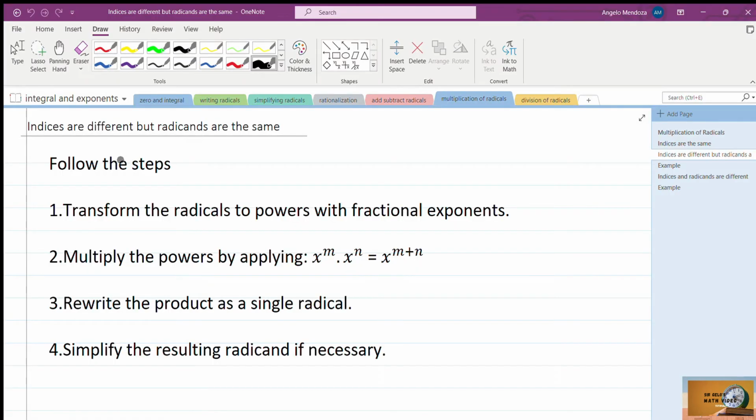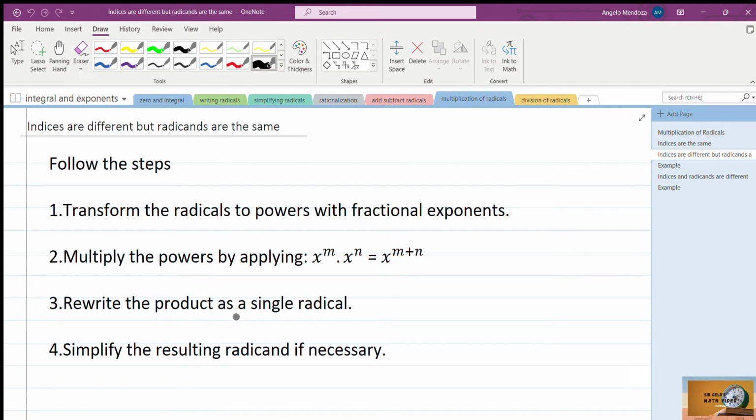Next case is indices are different but radicands are the same. So we're going to follow the steps on how to simplify this kind of case. Number 1, transform the radicals to powers with fractional exponents. Number 2, multiply the powers by applying x raised to m times x raised to the n power is equal to x raised to m plus n.